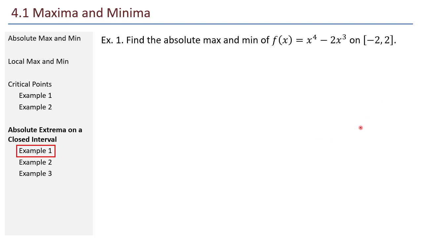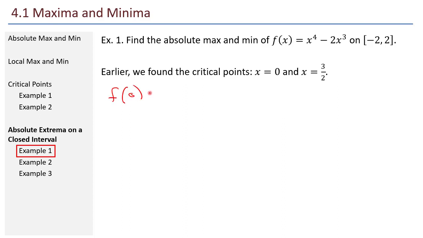Find the absolute max and min of f of x equals x to the 4 minus 2x cubed on the interval from -2 to 2. Now, this was a function we looked at before where we found the critical points. The critical points were x equals 0 and x equals 3/2. So now, all we really need to do is plug the critical points into my function, f of 0, f of 3/2, and plug the endpoints into my function, f of -2, f of 2. So I took these things and I plugged them into my calculator.